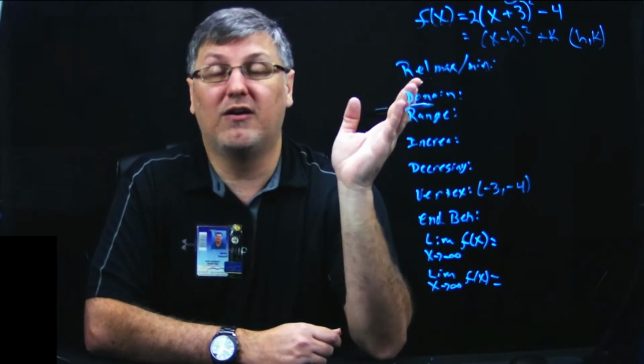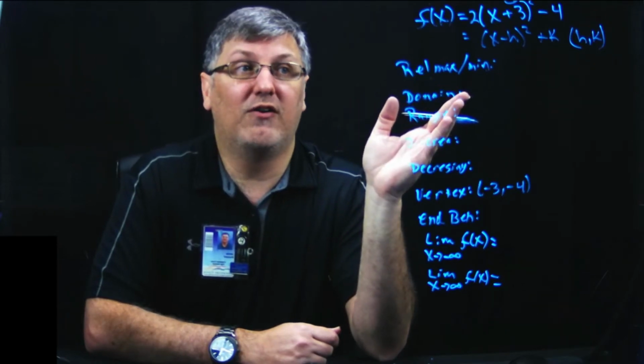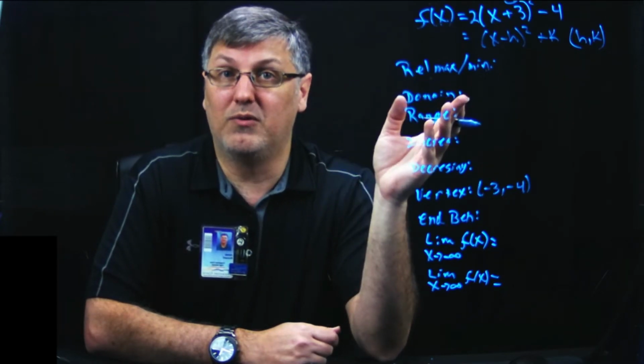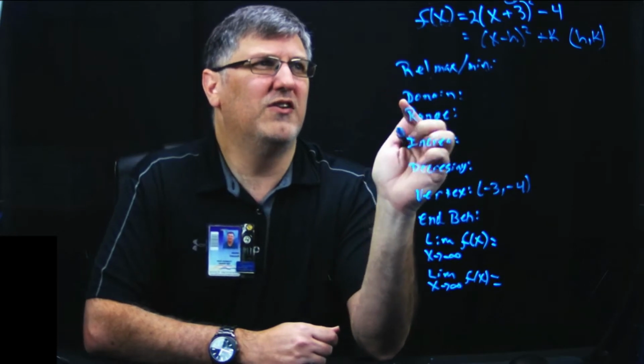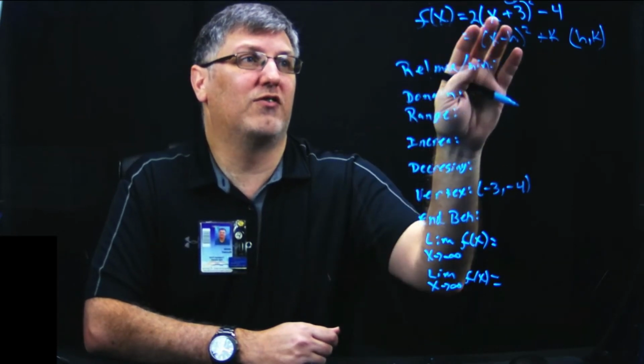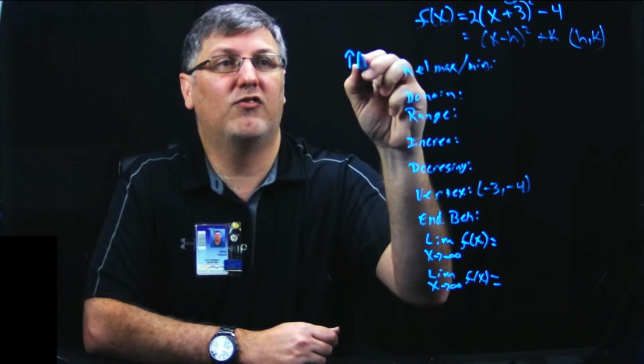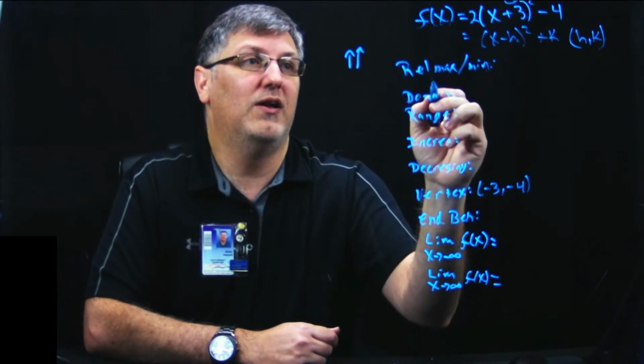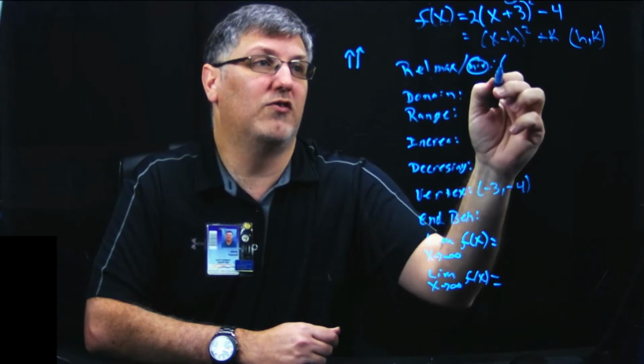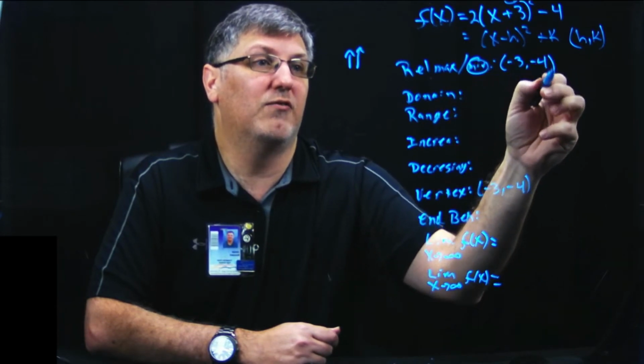Now, I have to think about the end behavior to figure out, is it a relative max or a relative minimum? Well, in this case, my leading coefficient is positive because there's nothing that's going to make it negative. So I have positive and even. That means my end behavior is going up and up. So this is going to be a relative minimum. So my relative minimum occurs at -3, -4.